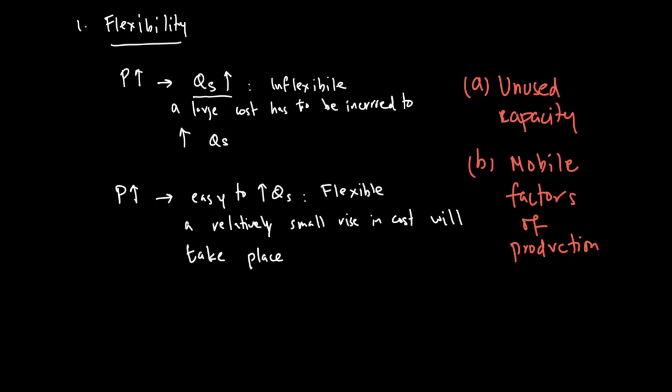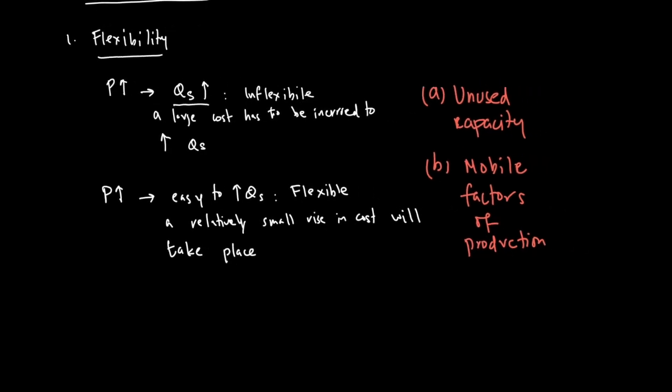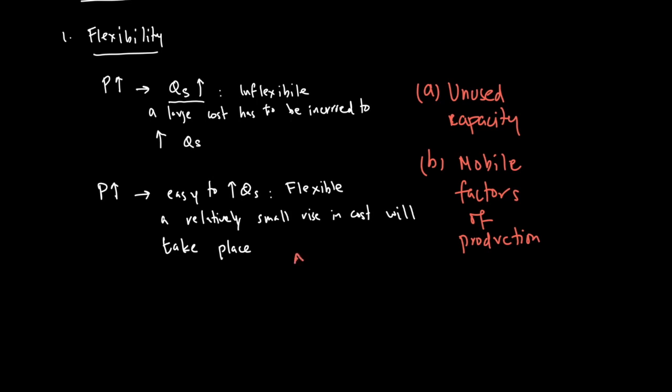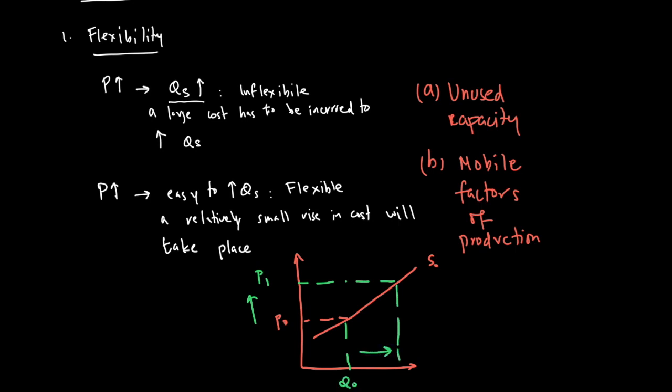So the higher the flexibility, the lower will be the rise in cost, and therefore the higher will be the quantity supplied to a change in price. So you can see this kind of a curve which is elastic. For example, a small change in price from P0 to, for example, P1 can lead to a large change in quantity supplied because producers are flexible to start off with. So the first factor is basically flexibility, which is linked with cost and has two things in it: the unused capacity and mobile factors of production.